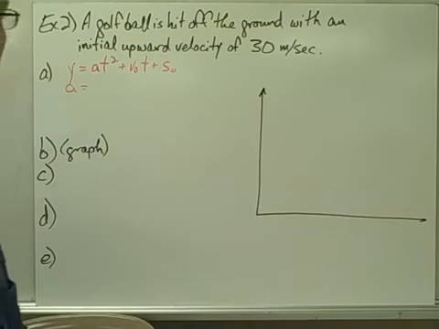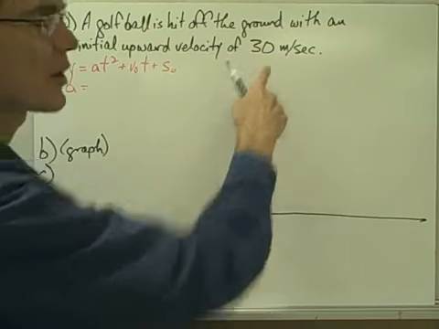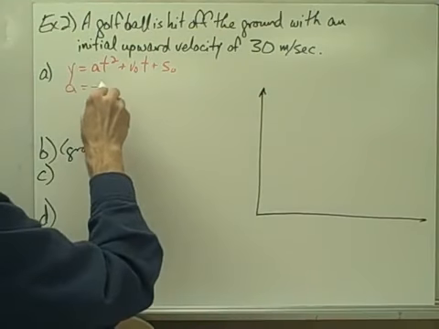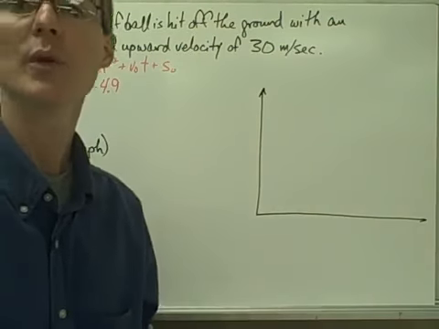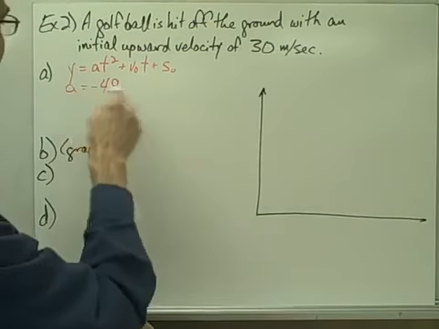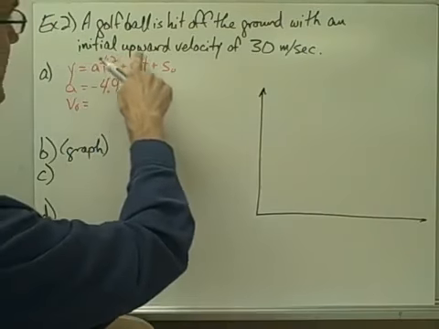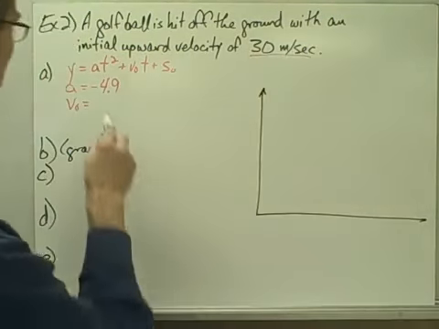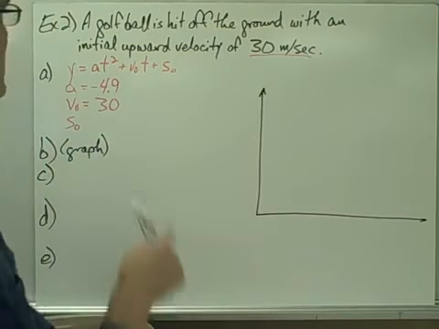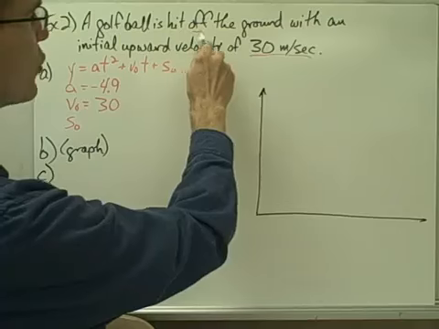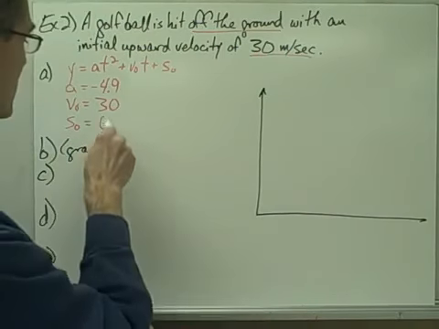So let's see, A, I remember that's my gravitational constant. Now in this case, my measurements are in meters, so my value of A is going to be negative 4.9. That's the constant that we use when we are measuring things in meters. V sub 0 is my initial upward velocity, and I'm told that the initial upward velocity of my golf ball is 30 meters per second, so V sub 0 is 30. S sub 0, I'm told the golf ball is hit off the ground, so my initial height of the object off the ground is going to be 0.